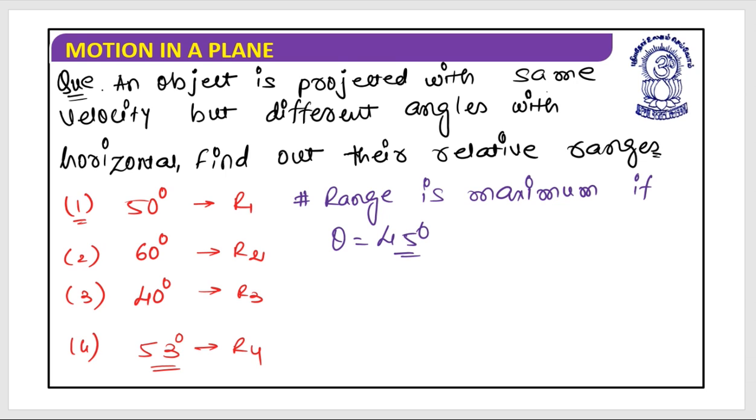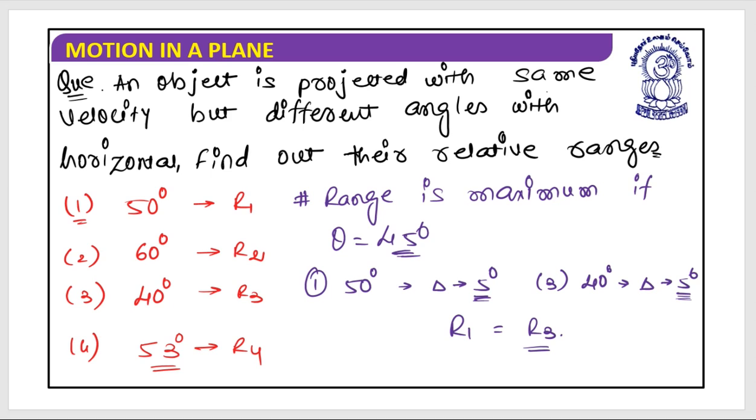So if I consider the first case, it's 50 degree, there is a deviation of 5 degree. The third case is 40 degree, again a deviation of 5 degree. So both have been deviated from 45 degree by 5 degree. One is more than 45 and one is less than 45, but the change is of 5 degree only. So this range would be equal, so R1 must be equals to R3. I hope this is clear.